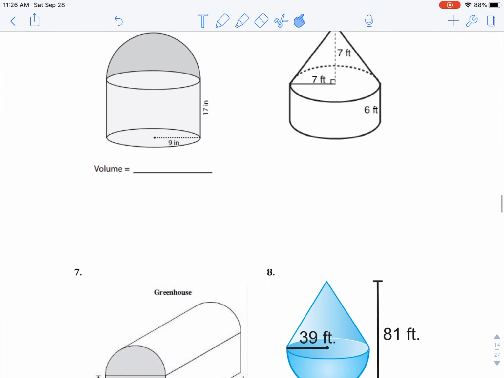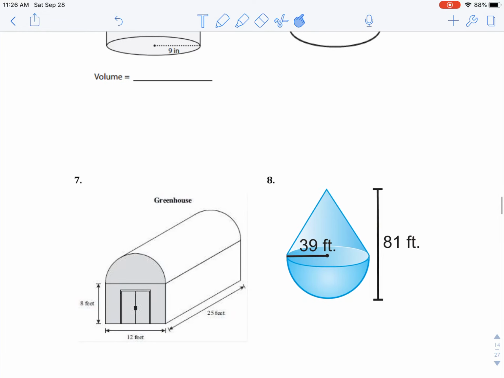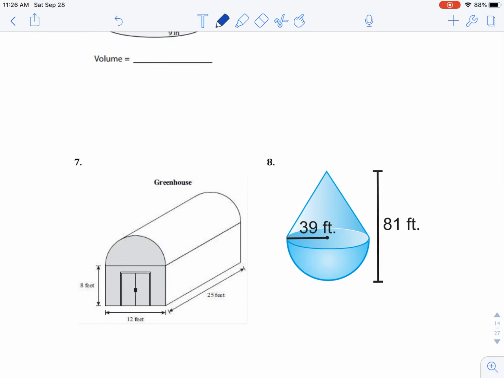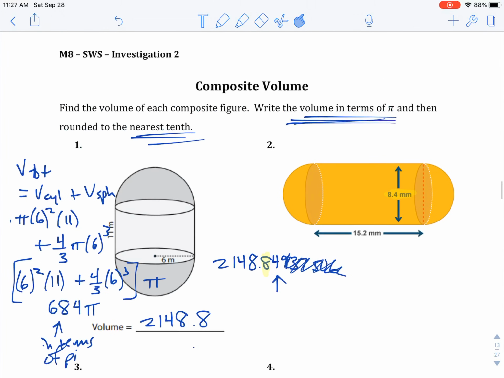And then for the next couple examples, you've got a couple different kinds of shapes here. We've got a cone with the cylinder on the right. Number 7, we've got this rectangular prism down there with a half cylinder. A little bit tricky. So see if you can use those formulas there to figure out what the total volume would be in terms of pi first, and then round to the nearest tenth.